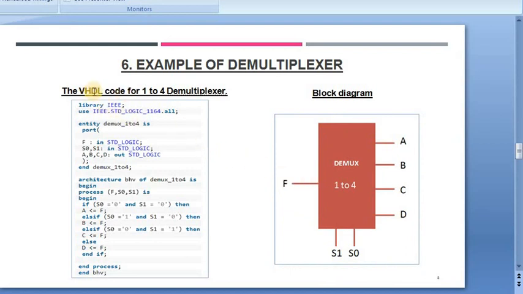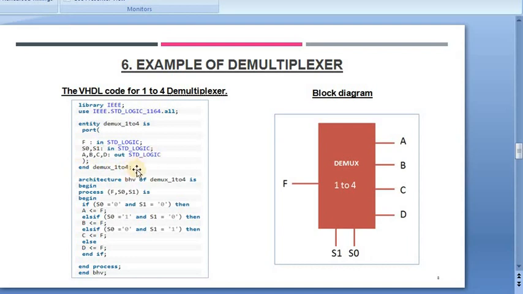Now study its VHDL code. As you see on the left side, the VHDL code for the 1:4 demultiplexer is shown. Again, initially the library declaration is done, then the entity is defined for the demultiplexer, which is called DMUX124. Then input F, select lines S0 and S1 and output pins A, B, C, D are defined there. And then the entity is closed.